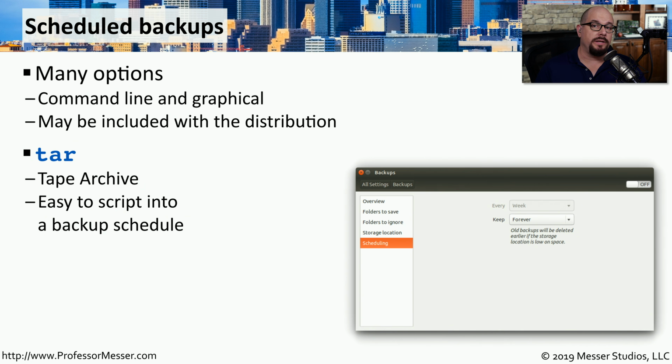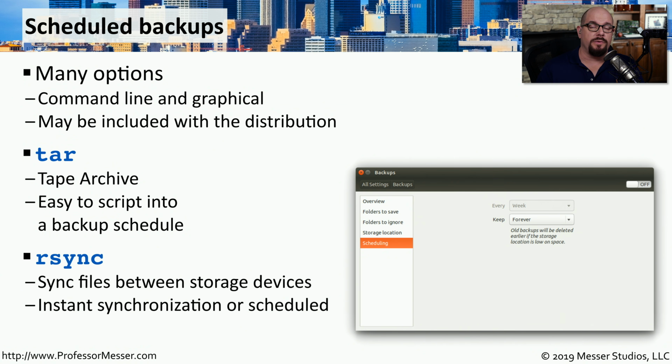For example, a utility that's very commonly used to back up data is tar. tar stands for tape archive, and although tape is in the name of the utility itself, tar will work with any storage device. It's easy to script from the command line, and you can back up and restore using the tar utility. Another common utility used for backups is rsync, or remote sync. rsync is designed to synchronize data between devices, and you can configure rsync to copy information instantly between devices, or you can schedule it to occur at a particular time of the day.